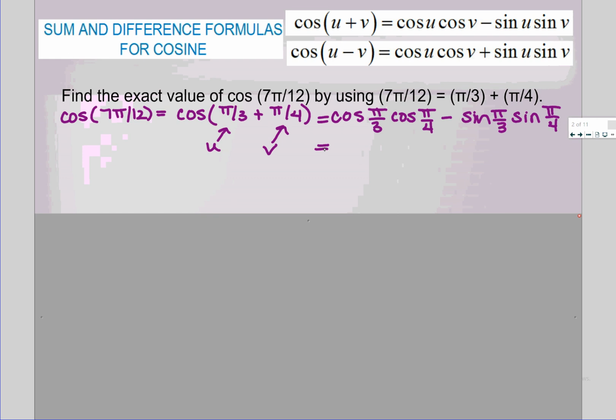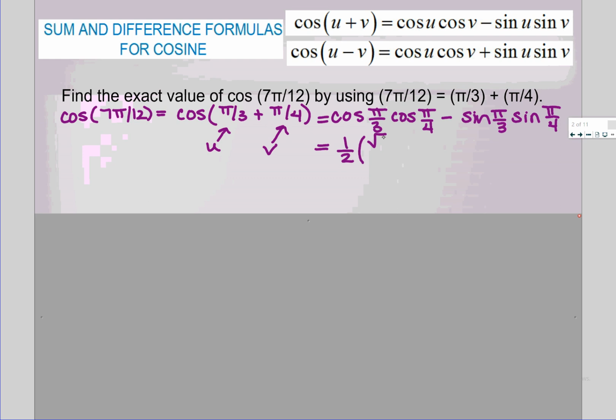Long pause. Come on, guys. Cosine of pi over 3. It should be quick. 1/2. That's correct. Pi over 4. Cosine? Guys, you cannot forget your unit circle.